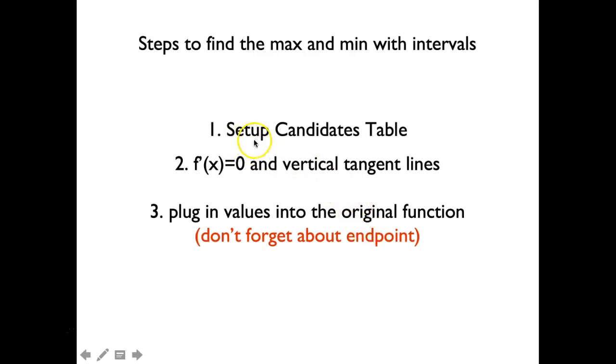Okay, so here's how you do it. Step 1 is to set up a candidates table. I'm going to explain how to do this on the next one where I give an example. On this candidates table, you're going to include all critical numbers and endpoints. Step 2, find the f prime of x. Remember, this f prime of x is going to give the critical numbers. That's the reason why we have to find them, because we're going to be plugging them into this candidates table. Step 3, plug the values into the original function. This is going to allow us to see which is the largest and which is the smallest, so we know which is the absolute max and which is the absolute min. Endpoints are what people forget about, so don't forget about these.